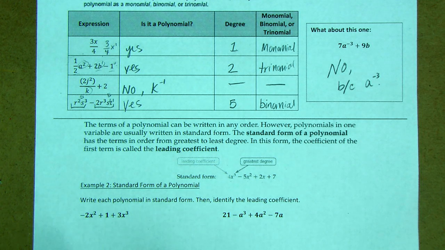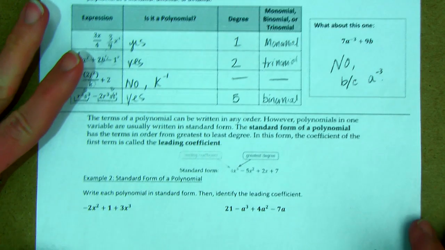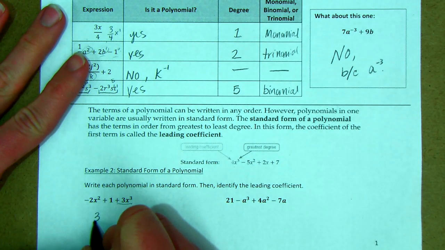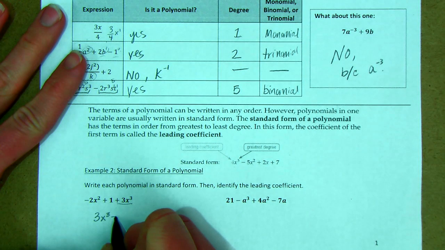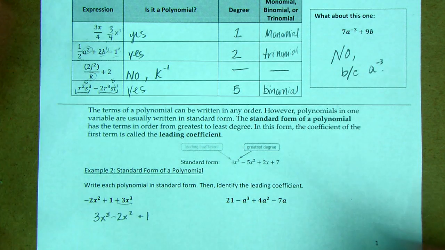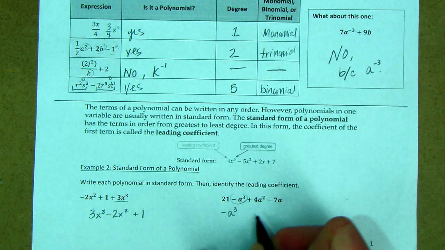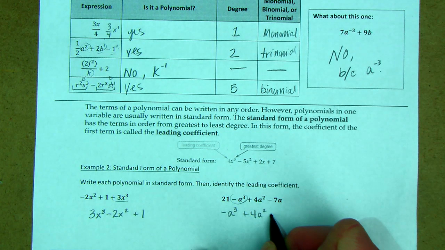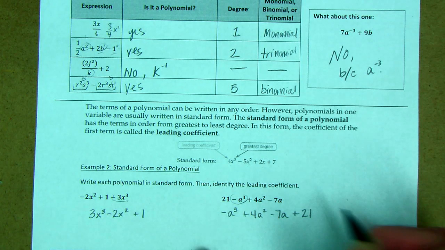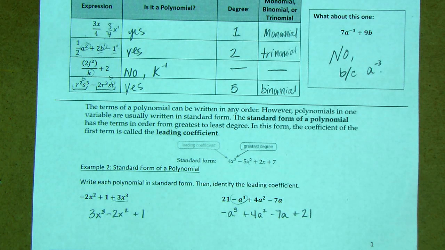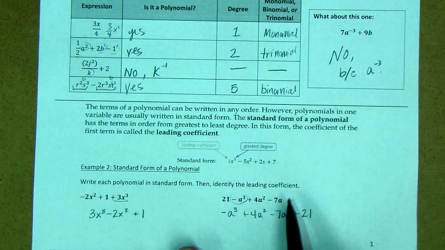If I'm putting it in standard form, I'm going to put the 3x cubed first, then minus 2x squared, and then plus 1. Over here, the largest one is, believe it or not, a negative a to the third, plus 4a squared minus 7a, and plus 21 as very last. Remember those signs out in front, whether it's a plus sign or a minus sign, those belong to each term. So even though this is a minus 7a, it's kind of the same as adding a negative 7a. So that sign has to go with it.